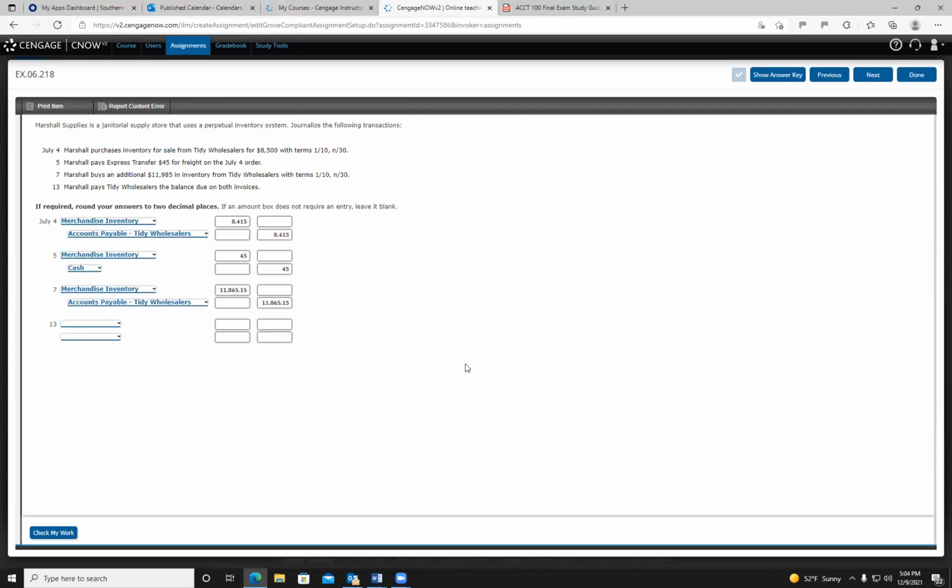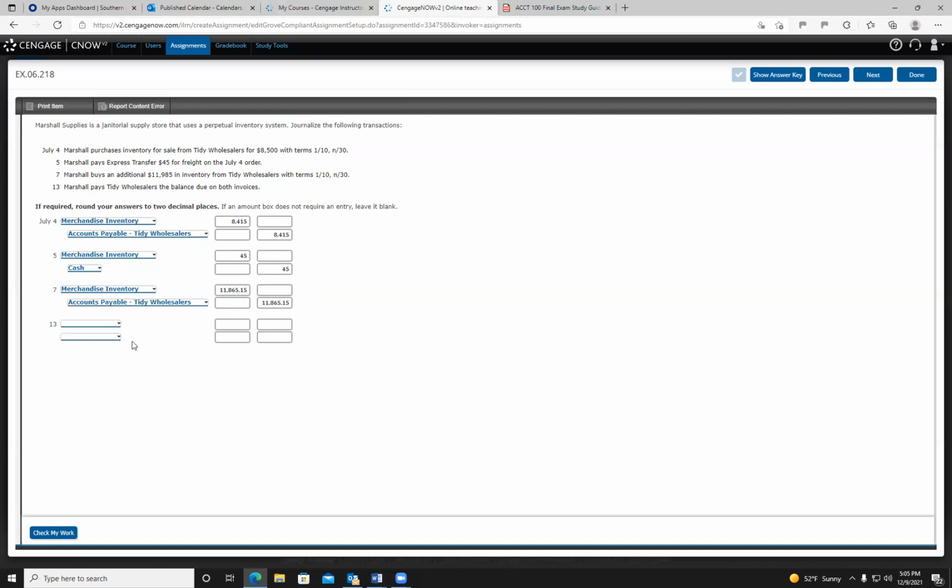Now, the last thing. It says on July 13th, Marshall pays Tidy Wholesalers the balance due on both invoices. So we're making one big payment, and we're paying off both invoices. So first thing we're going to do is take both amounts that we posted to accounts payable: the $11,865.15 plus the $8,415. That's going to give us a total of $20,280.15.